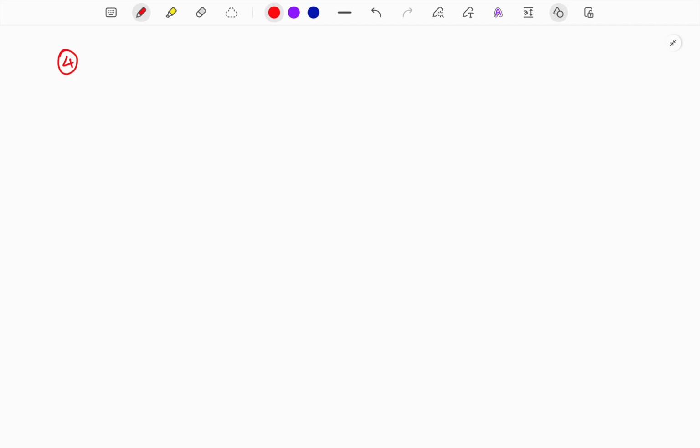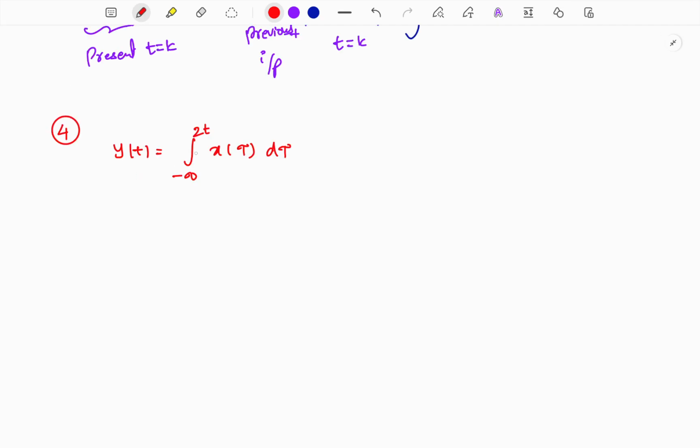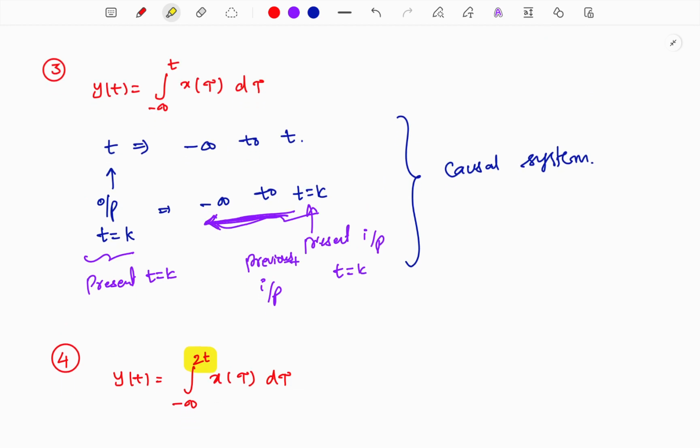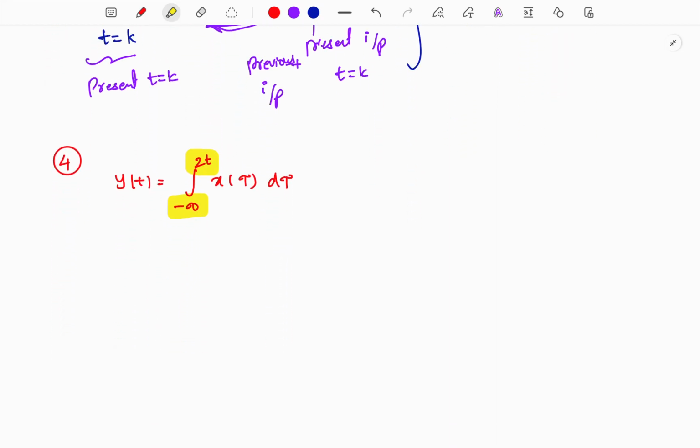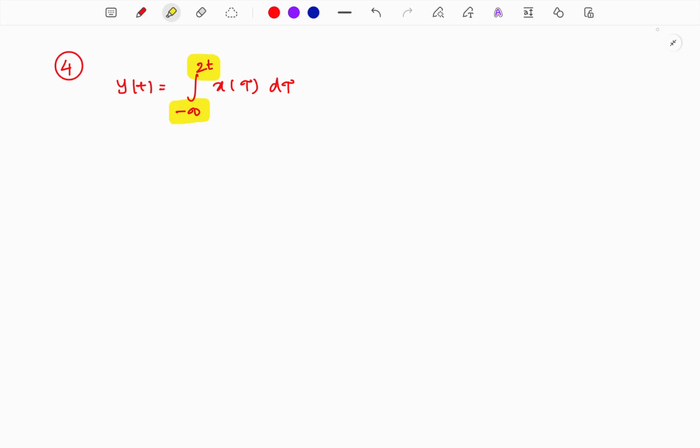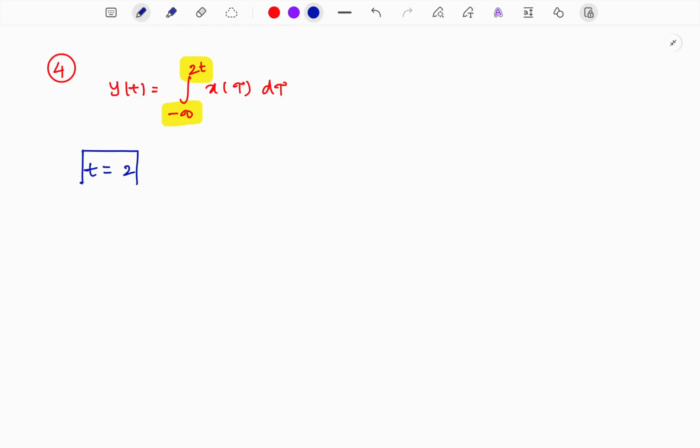Example 4. The next question is y(t) = integration from minus infinity to 2t of x(tau) d tau. Be careful here: in the previous case it was minus infinity to t, but in this case it is minus infinity to 2t. So we will see some different values of output for different values of time instants. First take t = 2 seconds.